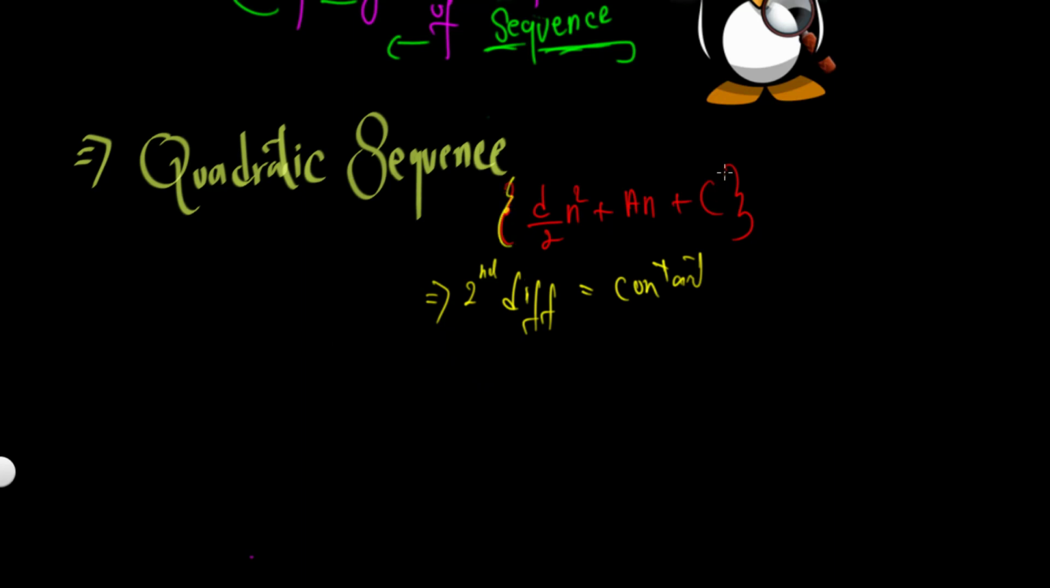Quadratic sequences are generally in the form d/2 n squared plus an plus c, where n is your nth term, whichever term it is: first, second, third, fourth. d is the difference between consecutive terms, the constant value, and c and a are variables that you need to solve for to find the nth term formula.